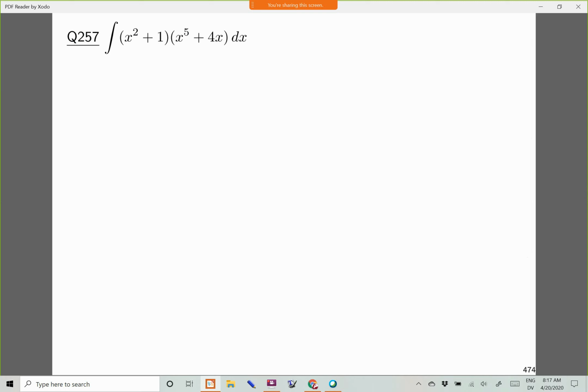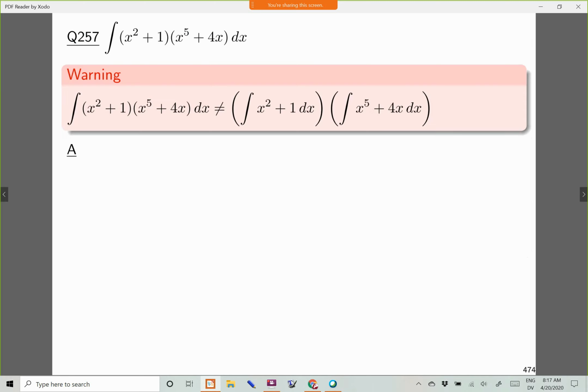Writing that question down, you do need that dx there. Maybe don't write down this next thing in the red box, but let me point out that this is a very common mistake I see. What I see people do, in this warning box, is say, oh, okay, I'll just integrate that part and integrate that part separately. The two pieces are what is being represented right there: the integral of x squared plus 1 and the integral of x to the 5th plus 4x.